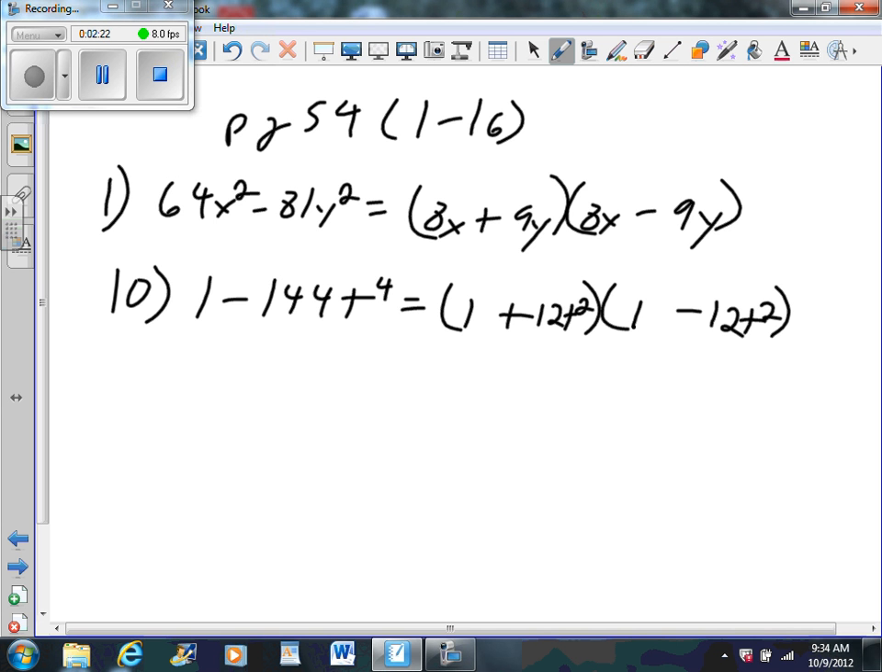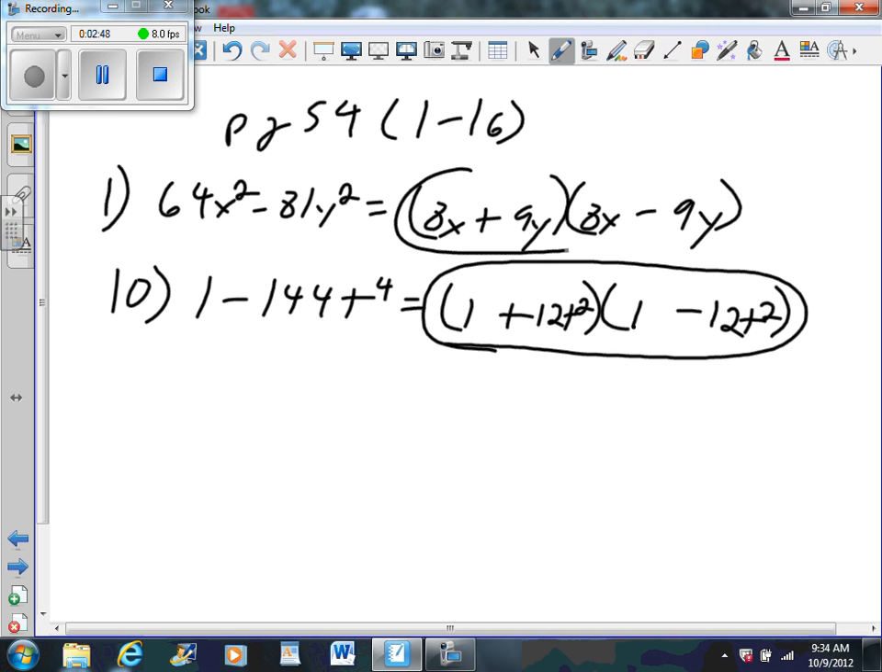Now, you don't go any further than this. Because you might be tempted to think, well, I see a minus sign, I see something squared. I know 1 is squared, right? It's a perfect square, but 12 is not. So t squared is a perfect square, but 12t squared is not. Right? It's not a perfect square. So you have to stop here. So don't go any further than that. Those are your two answers.